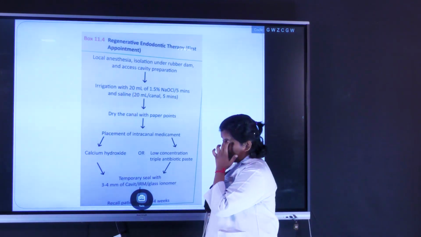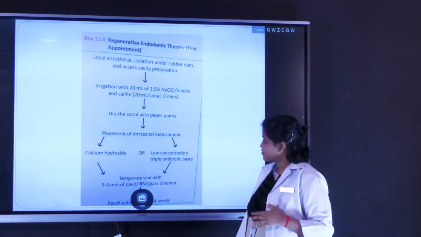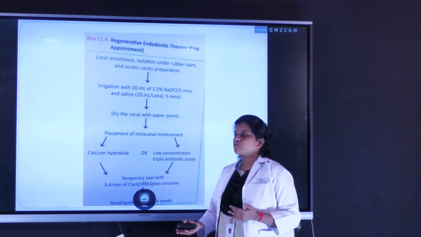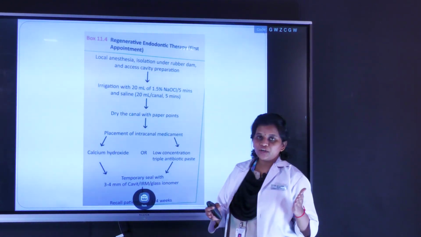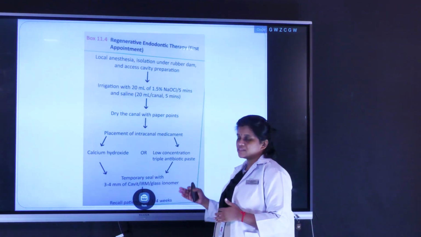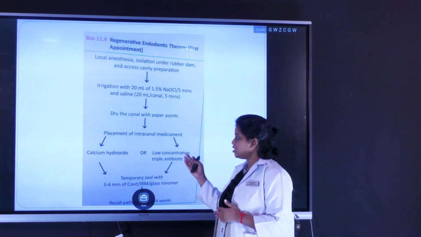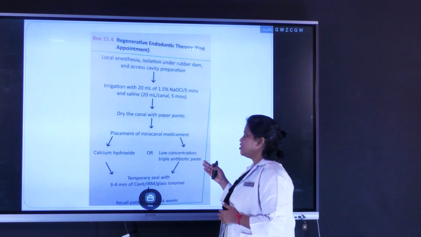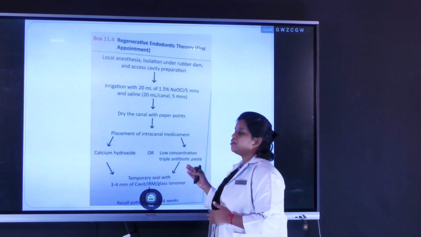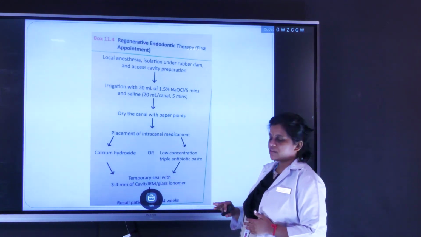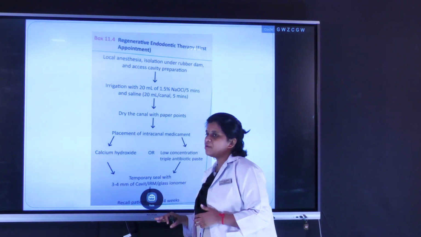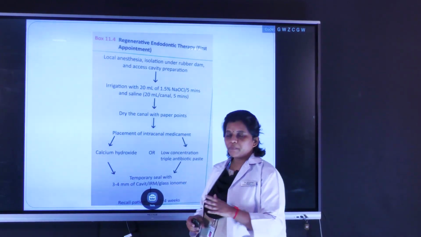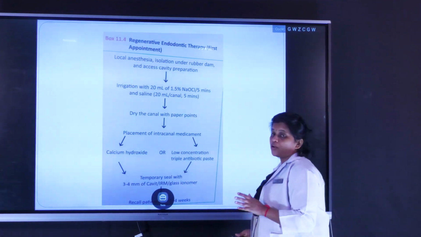Most of the researchers have studied that the triple antibiotic paste will have a better disinfection, because we are aiming at the regenerative protocol, so we want a good disinfection to take place in the root canal space. So we can go for calcium hydroxide, or we can go for triple antibiotic paste, and then we temporize it by placing temporary material for 3 to 4 mm, and we recall the patient in 1 to 4 weeks, depending on the patient and the symptoms also.